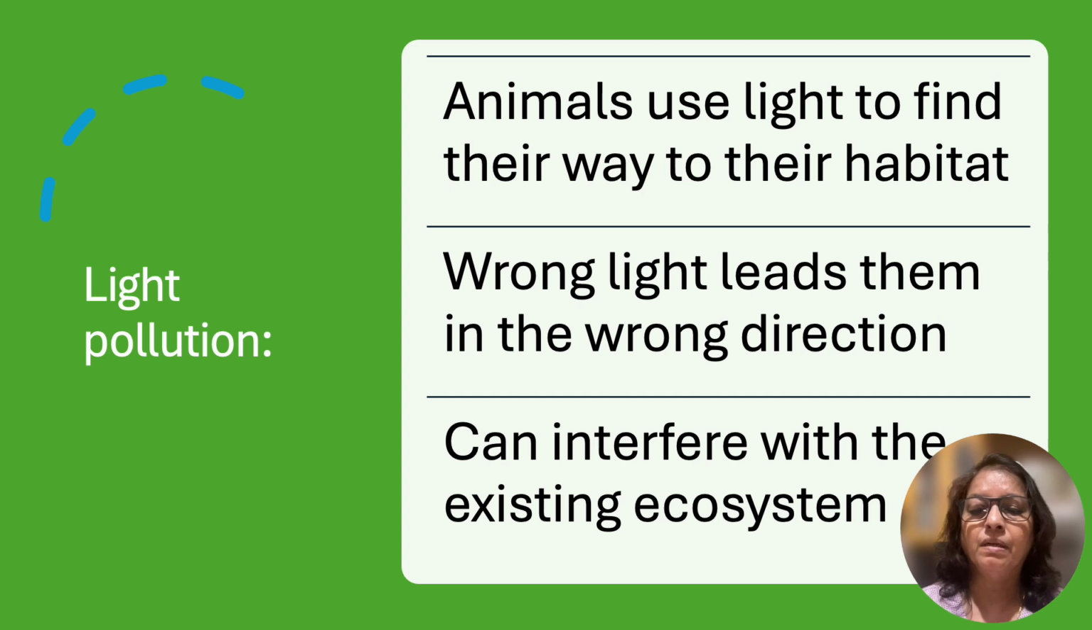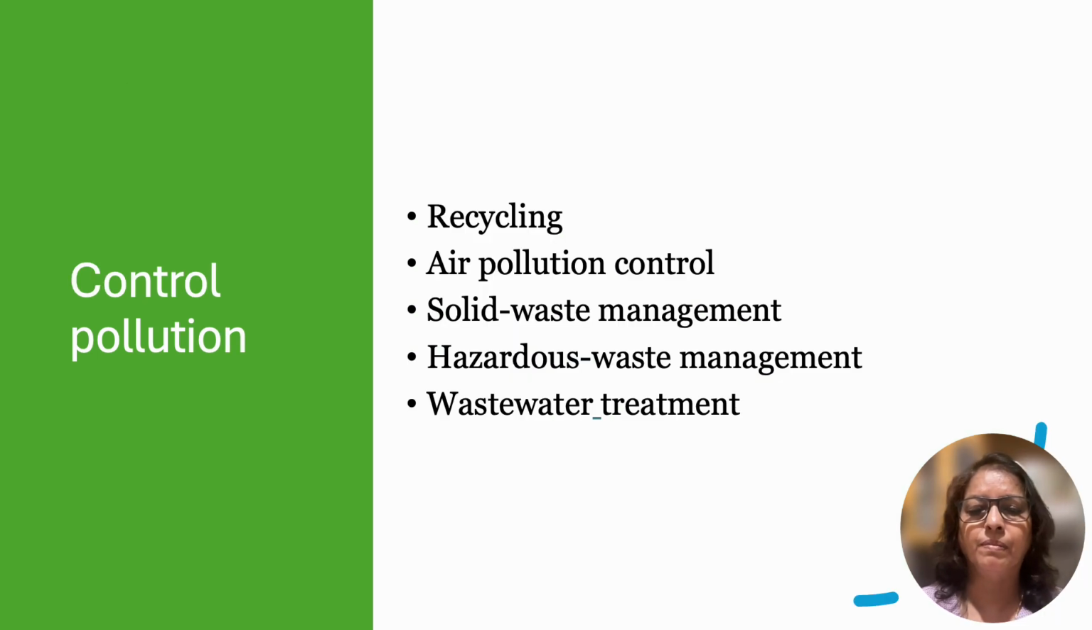Pollution of light. See, for example, some animals like turtles use light to find their way to their habitat. Suppose there is light pollution and the light leads them away from their habitat to some other place, then they cannot breed. If they have laid eggs in their habitat and they cannot find their eggs, what will happen? They'll become extinct. So, light pollution can interfere with the existing ecosystem.